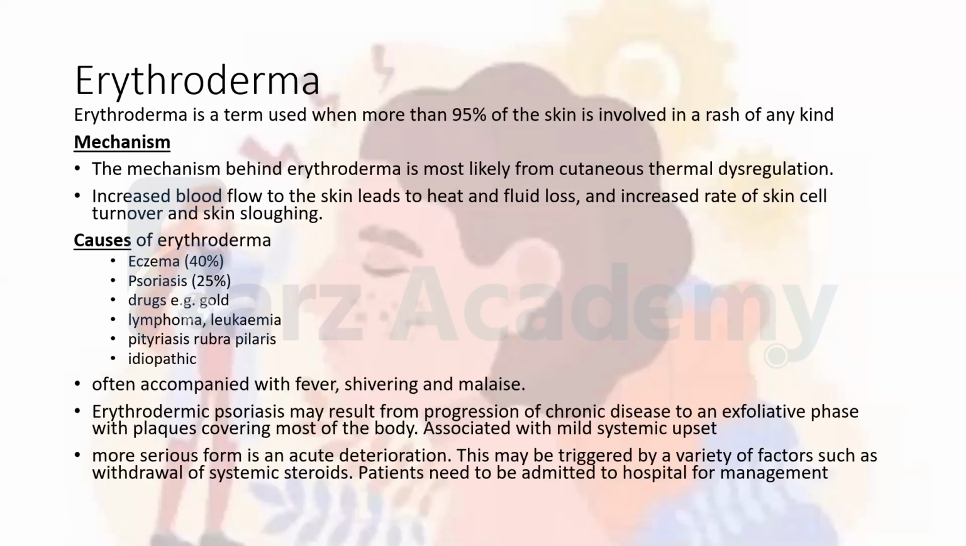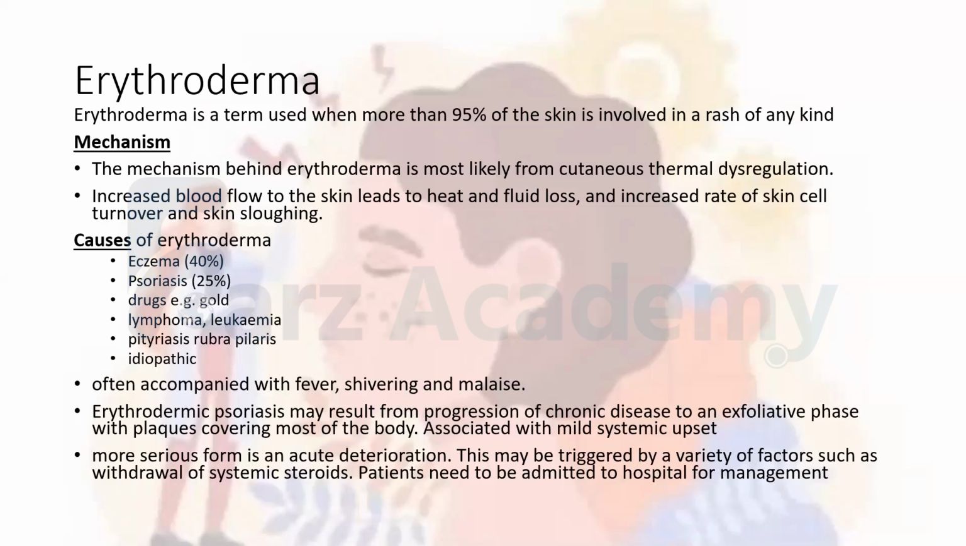Next topic is erythroderma. Erythroderma is the term used when the skin involvement is more than 95%. It can be any kind of rash, but if the total body surface area involvement is more than 95%, then you term it as erythroderma. The mechanism behind erythroderma is most likely cutaneous thermal dysregulation. So increased blood supply to the skin leads to heat and fluid loss. And this leads to increased rate of skin cell turnover and sloughing of the skin. So there is detachment of the epidermis and sloughing occurs.